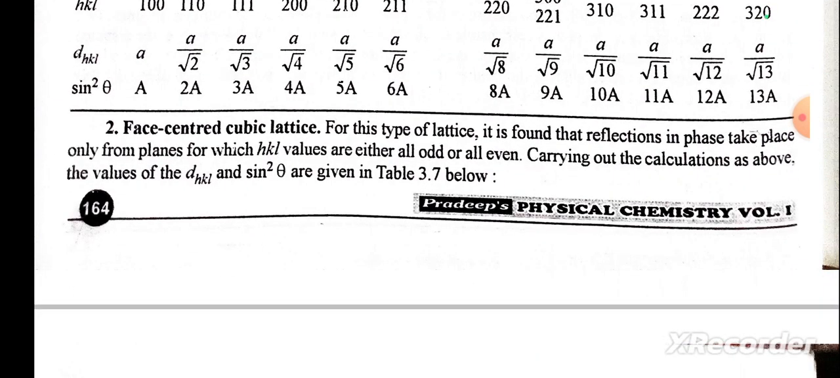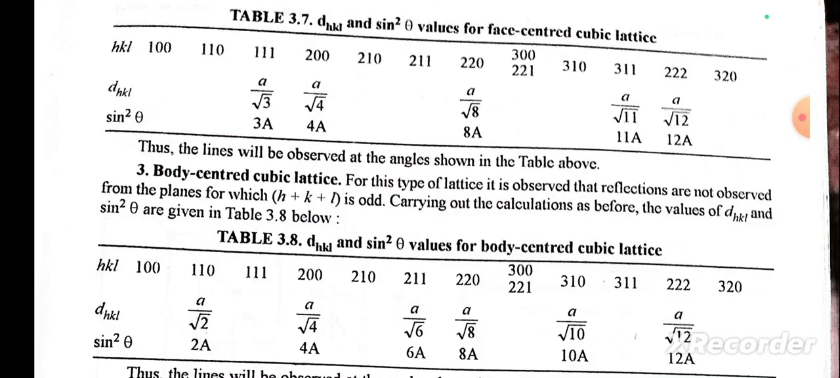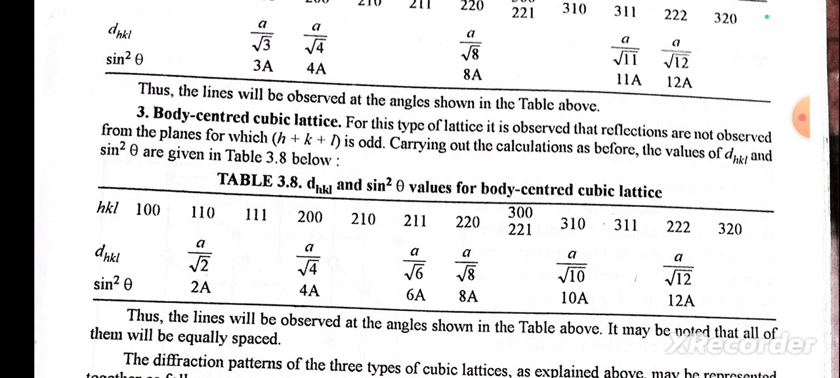Second is the face-centered cubic lattice. In this type of lattice, reflection takes place only from the planes whose indices hkl are either all odd or all even. Carrying out the calculation as above, the values of d_hkl and sine square theta are given in table 3.7 below. Thus, the lines will be observed at angles as shown in the table above.